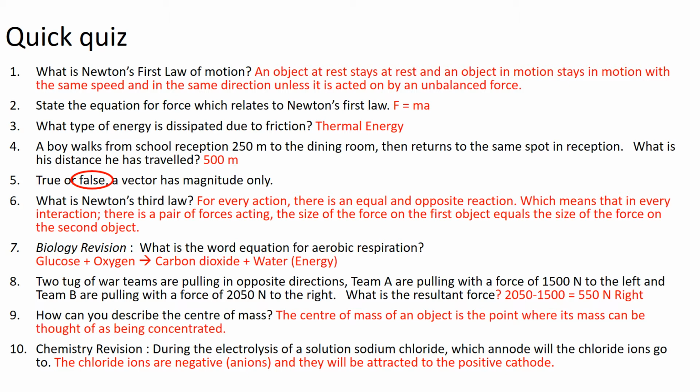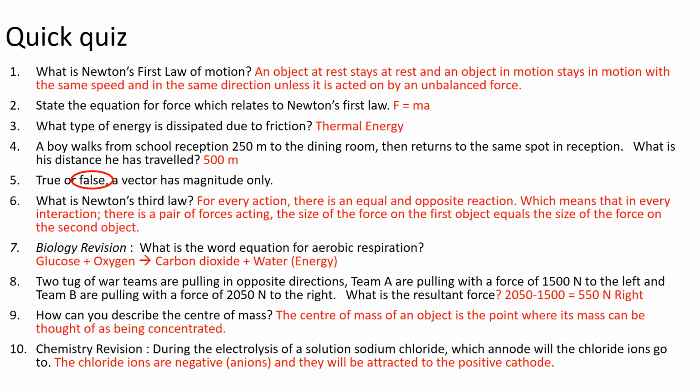A boy walks from school reception 500 metres to the dining hall and returns to the spot. What is his distance travelled? 500 metres. His displacement would be 0, just as a point. True or false? Vector has magnitude only. It's false because it has both direction and magnitude. Newton's third law, every action there is an equal and opposite reaction.